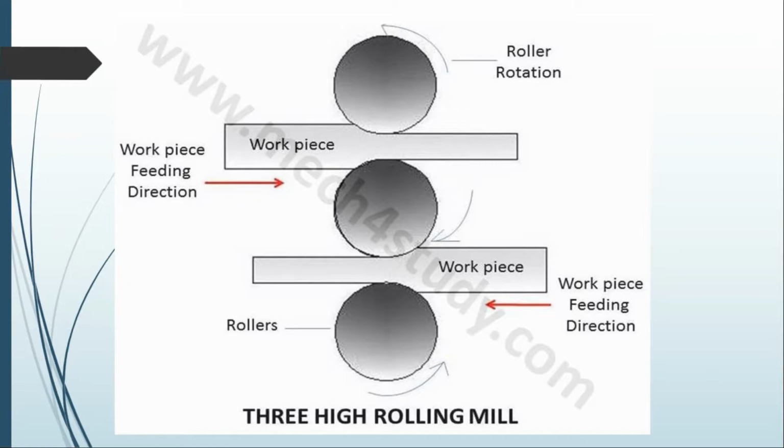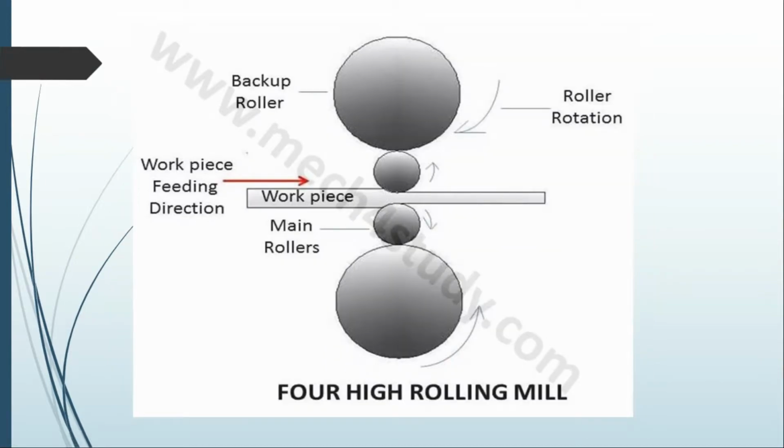If you closely see the rollers, both rollers are moving in different directions. Suppose this is moving anti-clockwise, this is clockwise. So this is clockwise, right? This is anti-clockwise. Then only the workpiece motion will take place. Otherwise it won't take place, right?